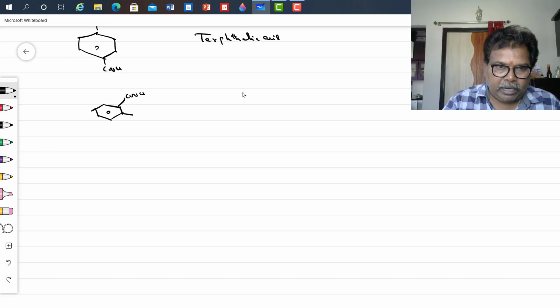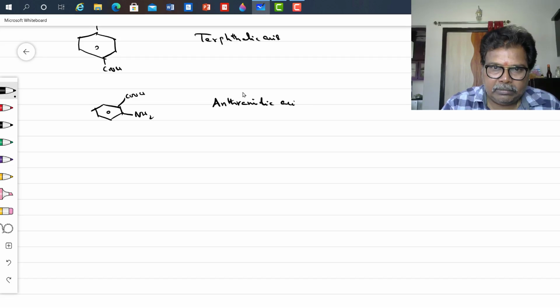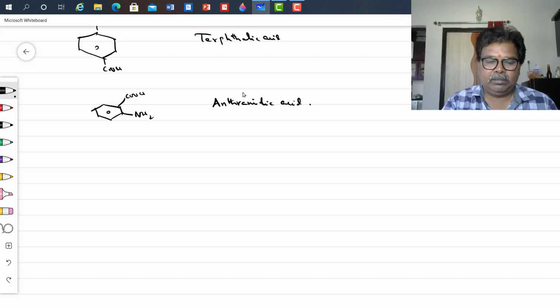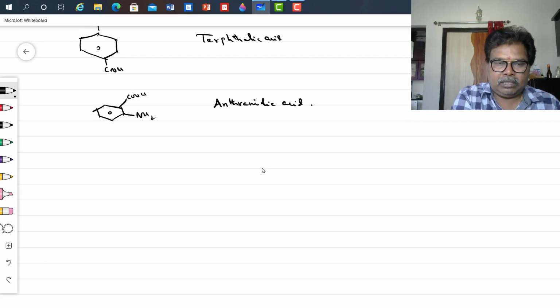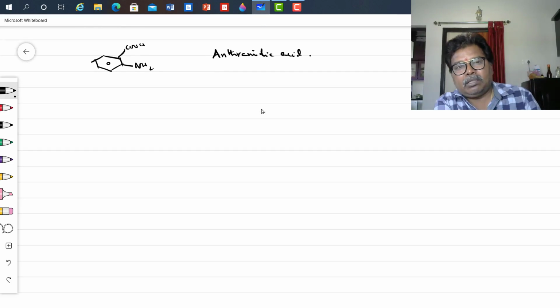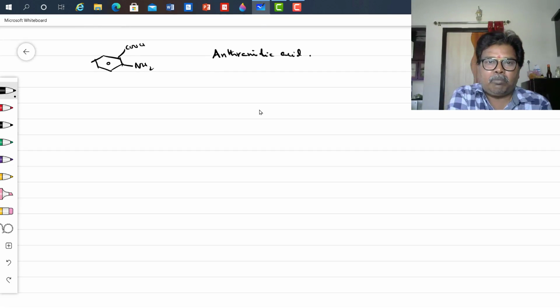If the ortho position hydrogen atom is replaced by an NH2 group, then it is called anthranilic acid. These are some important carboxylic acids.